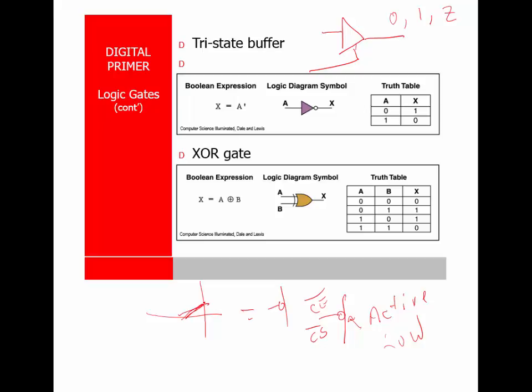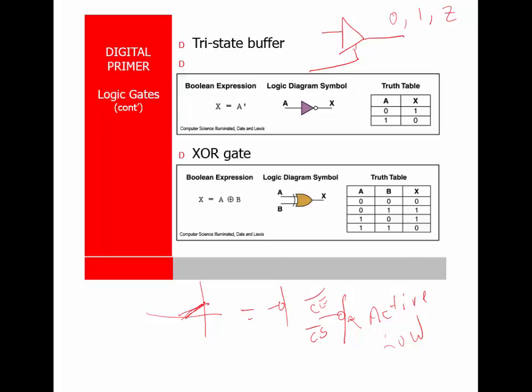A 3 to 8 decoder has 3 inputs going into it, and one of the 8 outputs is going to be low, the rest are going to be high. That particular chip we're going to be looking at quite a bit later on because that's used for a memory address decoder. That's why it's a 3 to 8 decoder.